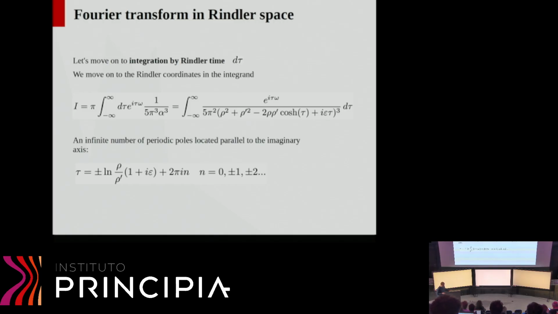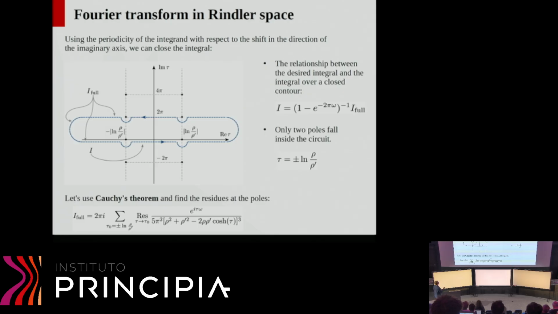And this is the key moment, because here we have poles of the third order. Actually, there is an infinite sequence of poles which look like this. These poles are located along two vertical lines parallel to the imaginary time axis. And we need to find this integral along the real time axis. However, we can use the property of periodicity of the integrand and close this contour. So the integral over the closed contour can be related to the integral which we are interested in by this formula. And we see that only two poles fall inside this circuit, and we find the residues at these poles.